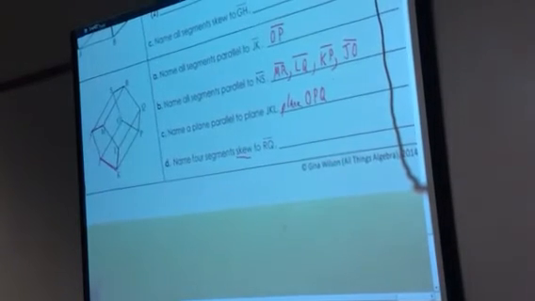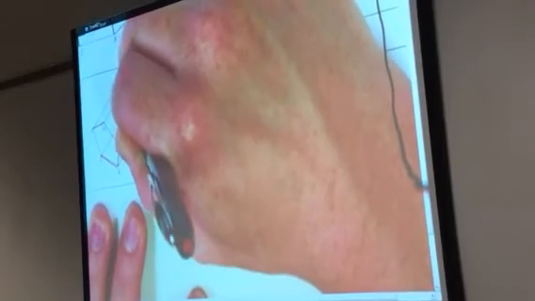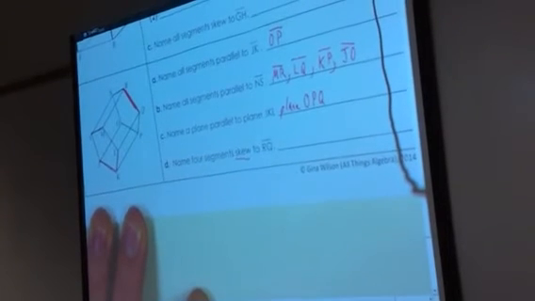And now D says name 4 segments that are skew to the segment RQ. Now remember, that means they never cross RQ, but they are not going the same direction. There's actually 4. So RQ's up on this back, slanted to the right side. So somebody give me one that should be skew. It can't be the same direction, but will never cross. LK or KL. It's going up and to the right, but that's never going to cross RQ because it's on the front, right?